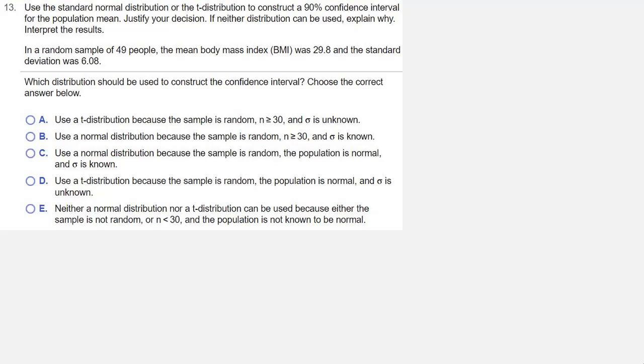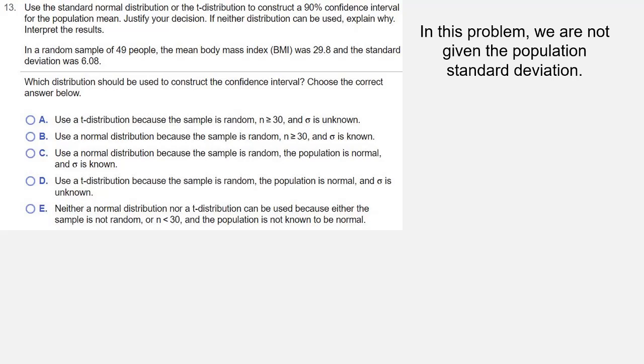Well, to answer a question like this, we need to focus on the standard deviation. Is it a population standard deviation or a sample standard deviation? It says, in a random sample of 49 people, the mean was 29.8 and the standard deviation was 6.08. So that standard deviation is in the sample, so it's a sample standard deviation. That means we don't have the population standard deviation value.